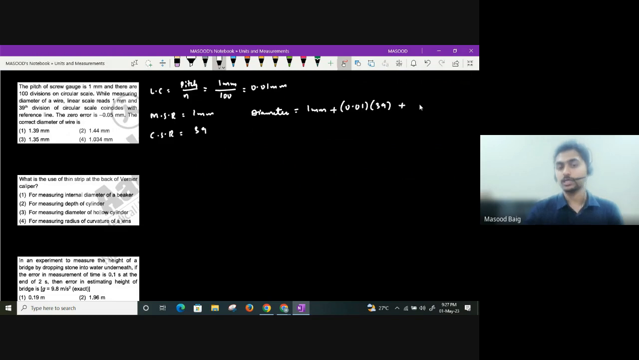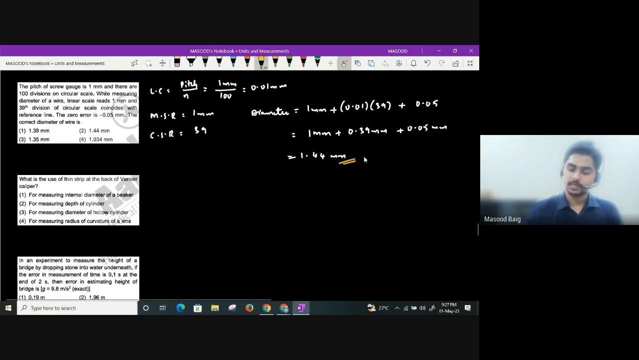Plus zero correction. Zero correction will always be opposite of zero error, guys. So I'll write it as 0.05. So how much is this? 1 mm. Here you will get 0.39 mm. Here you will get 0.05 mm. So overall our answer should be 1.44 mm, guys. Clear? Definitely direct questions you will get based on this, guys. Okay.